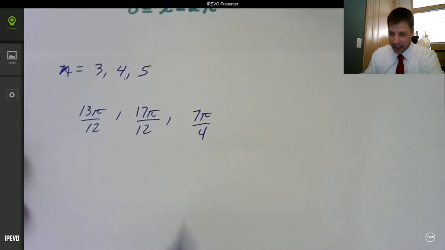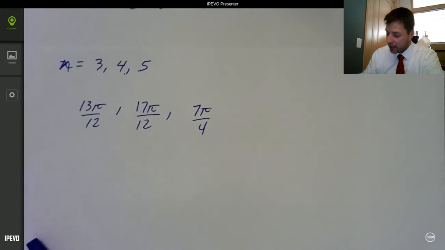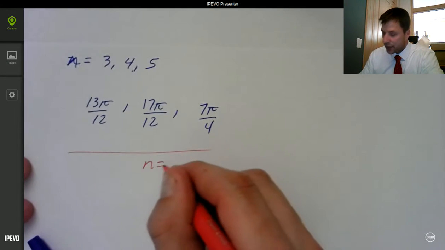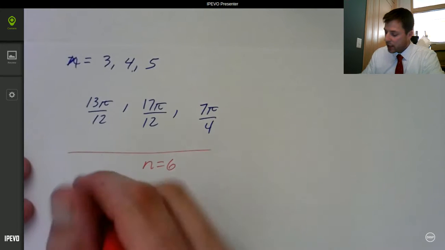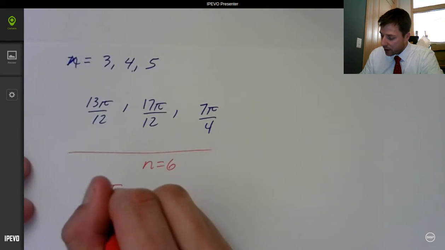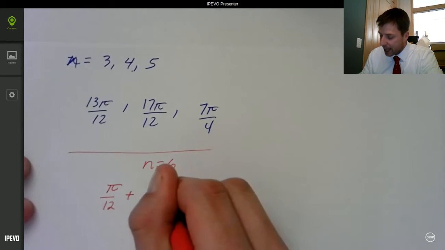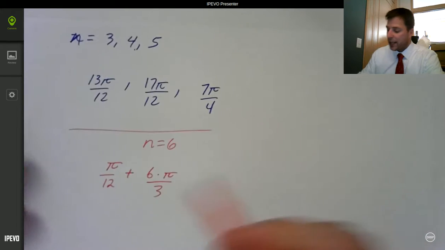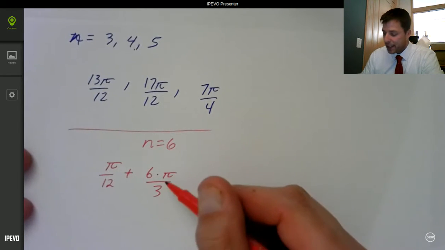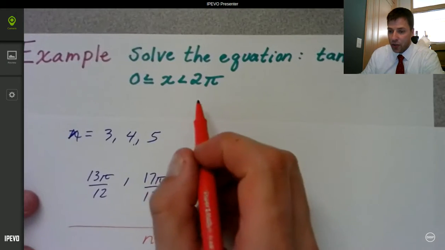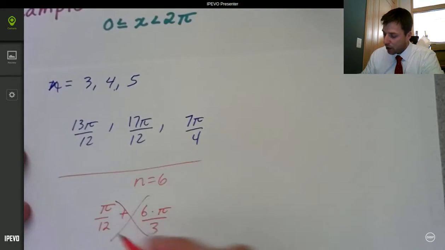If you did 6, let me show you why we don't use 6. N equals 6, because you would take pi over 12 plus 6 times pi over 3. Now, 6 times pi over 3 is 2 pi. That's already too much past this, so that won't work.